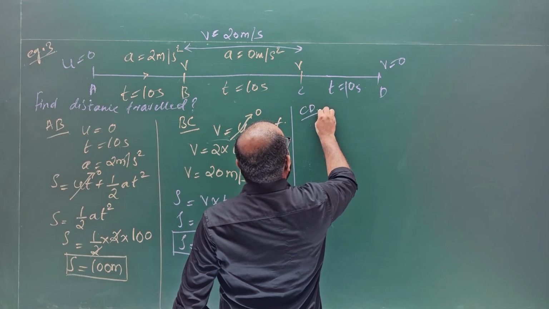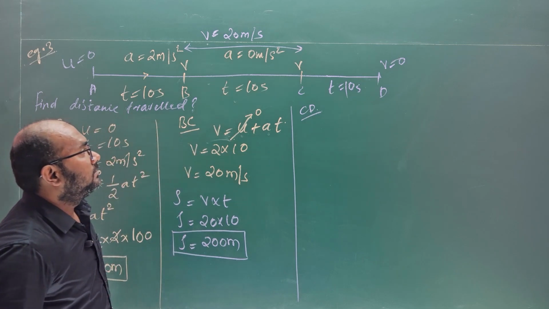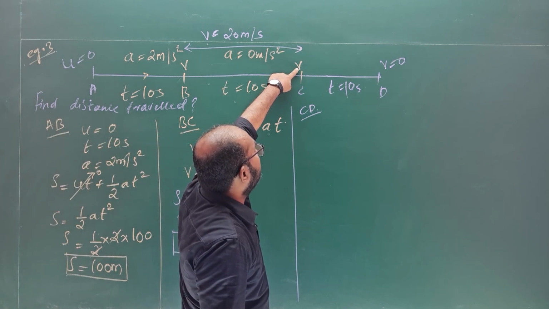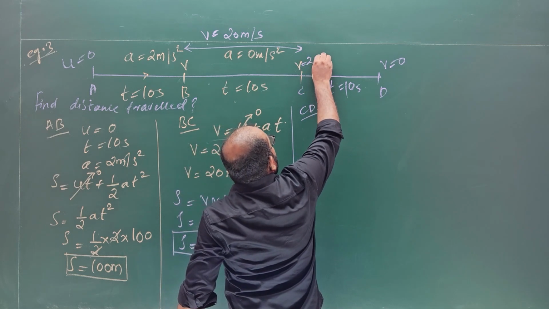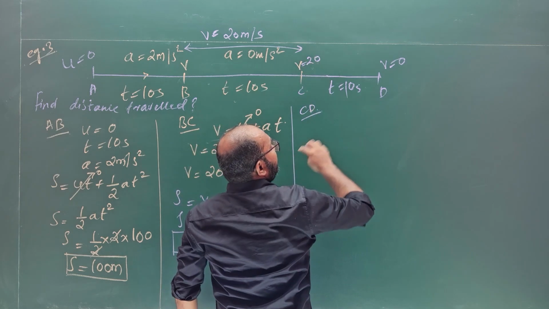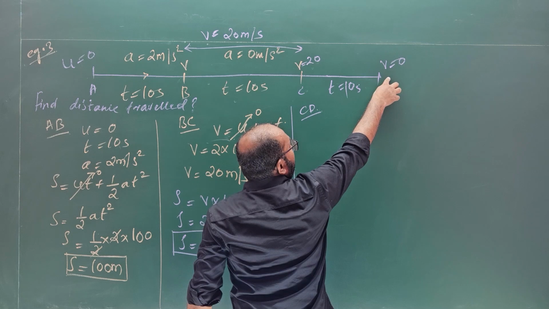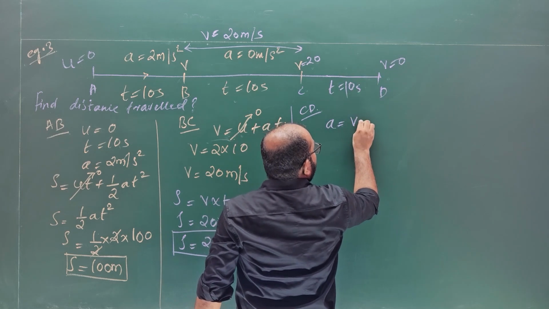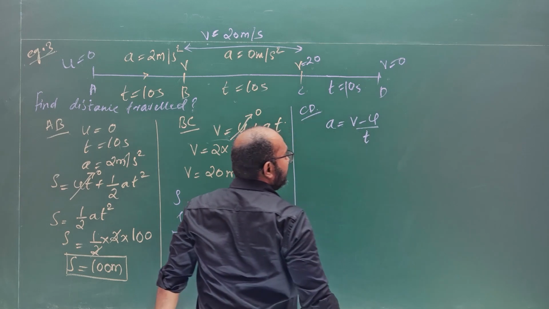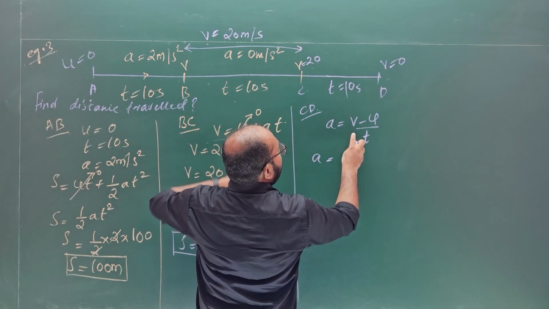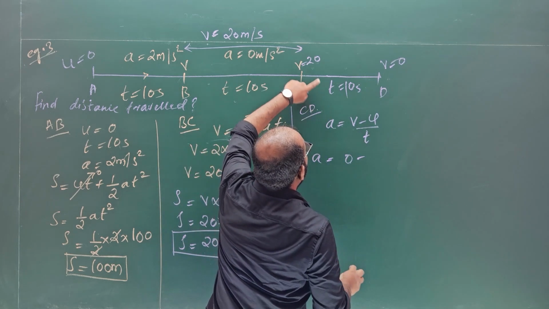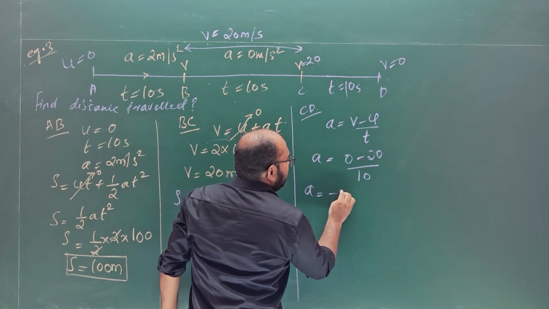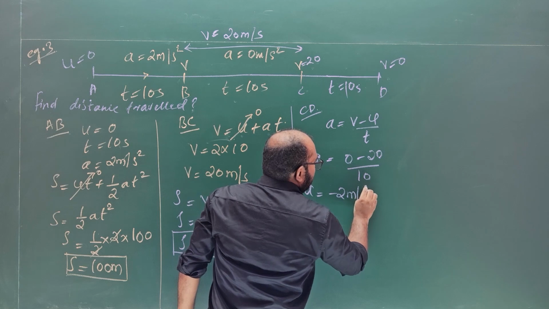Okay, then next, C to D. Can I say that the velocity at this point C is 20. So, at C, initial velocity is 20, final velocity is 0. Can we calculate the acceleration? Yes. By using A is equal to V minus U upon T. A is equal to final velocity 0, initial velocity 20, upon time, that is 10. So, acceleration is equal to minus 2 meter per square second.